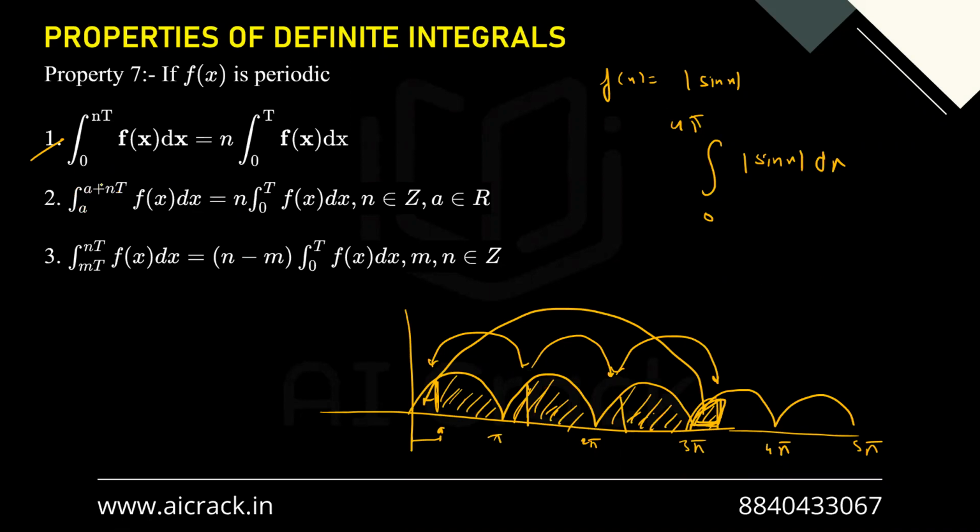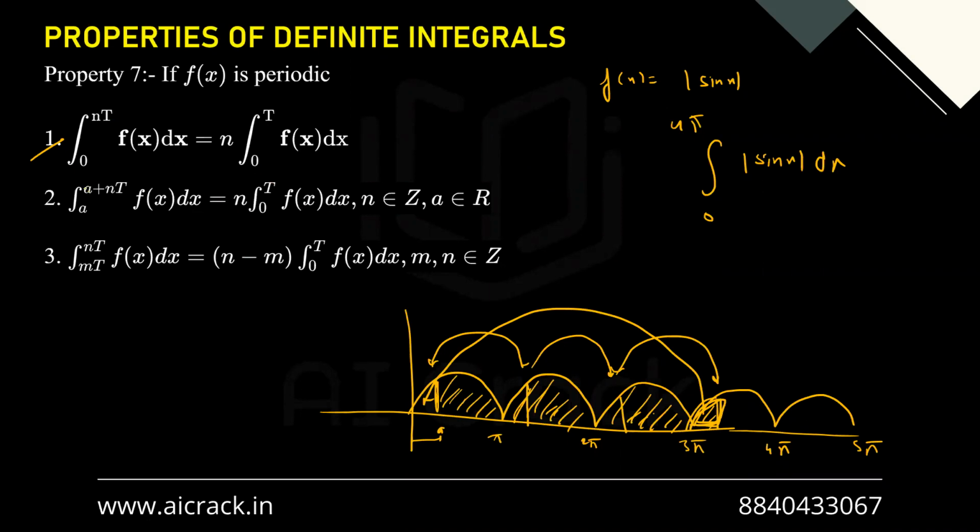If it is a and this is b plus nT, then it's not possible. So how do we derive a formula for the same? Basically, upper limit minus lower limit divided by period would give me the number of cycles, multiplied by one single cycle. So over here as well, nT minus 0 divided by T gives the number of cycles for which we have to calculate the area or integral, multiplied by one single cycle area, that is the integral from 0 to T of f(x) dx.